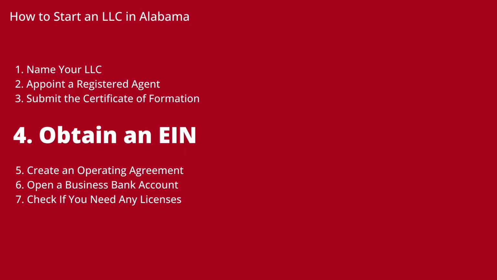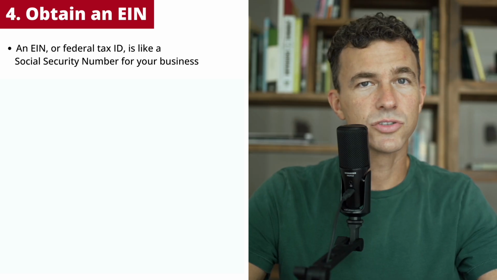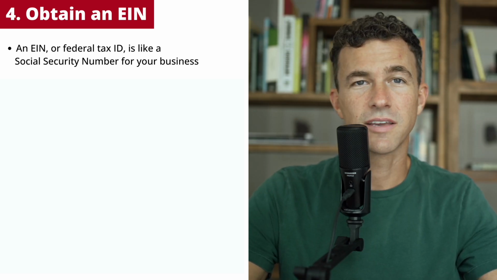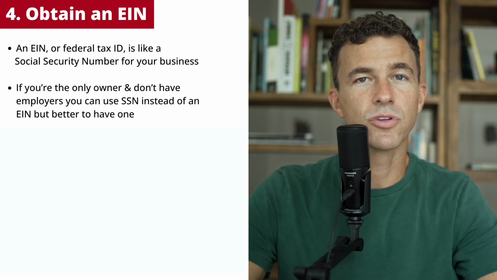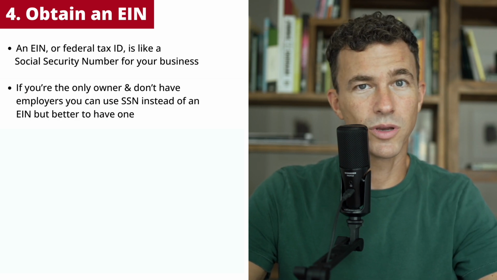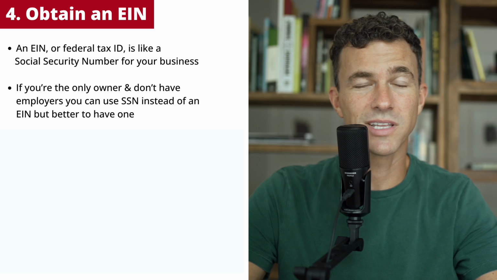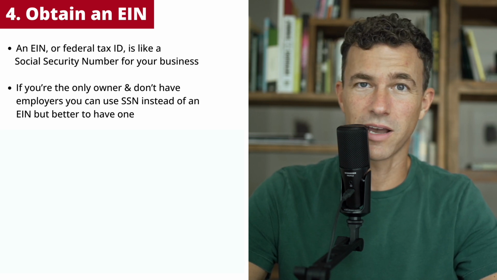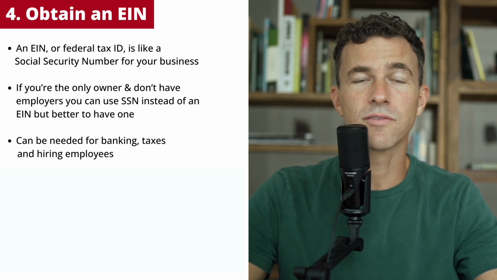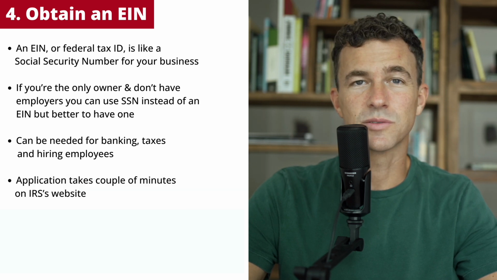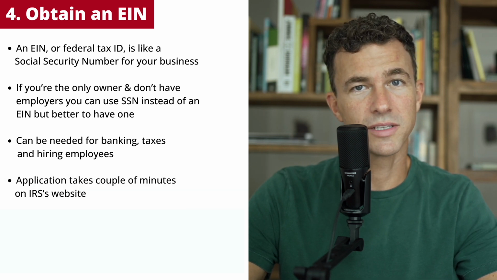Step 4, obtain an employer identification number, EIN. This may also be referred to as a federal tax ID. Think of it as a social security number for your business. If you're the only owner of the LLC and you won't have any employees, you could just use your social security number instead of an EIN, but in most cases it's better to have one. You may need one for banking and for hiring employees. The application process is pretty straightforward and only takes a couple of minutes on the IRS's website.